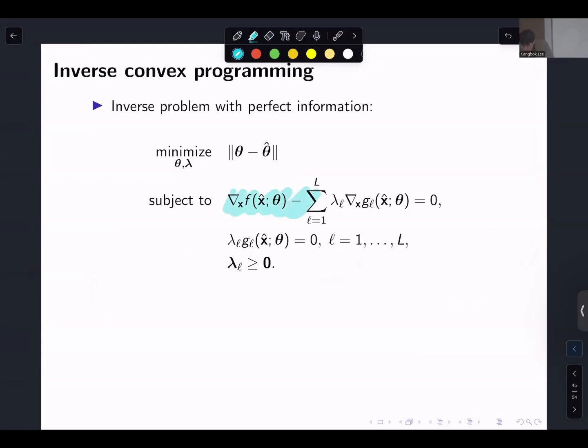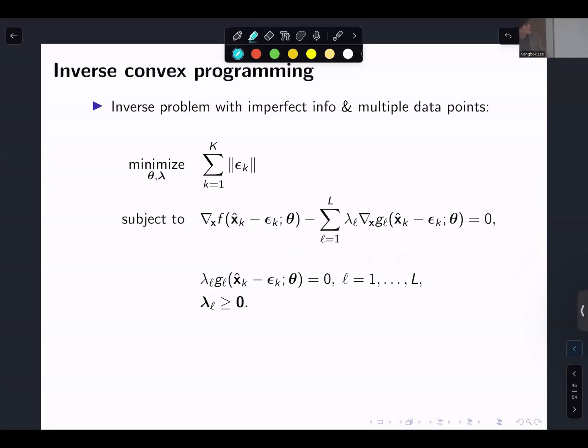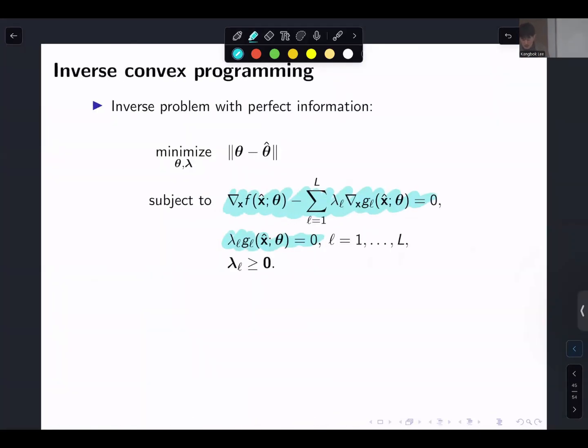This is the stationary condition. This is the complementary slackness, right? It's the KKT conditions. Optimality conditions for a convex program are actually the necessary and sufficient conditions. Now, that's the case for a single data point, where that data point is actually on the boundary of the feasible region.